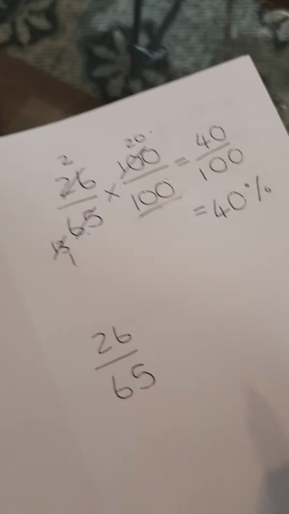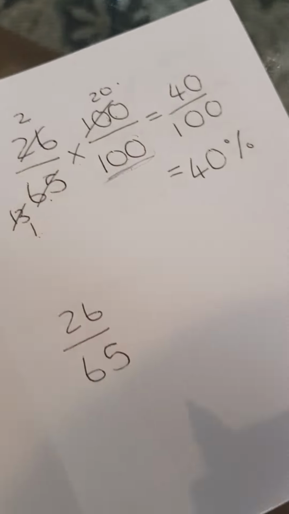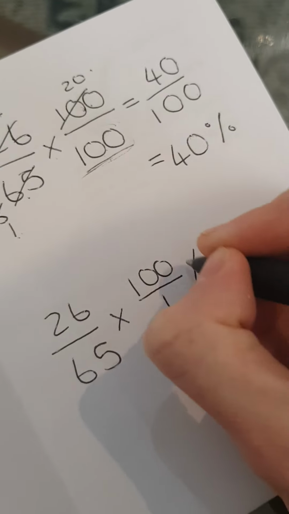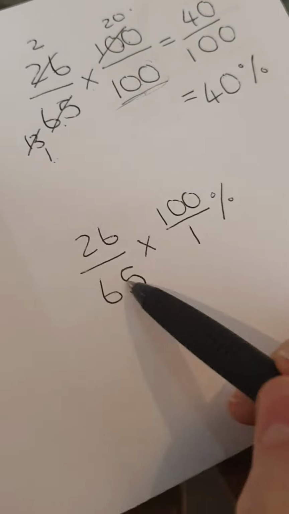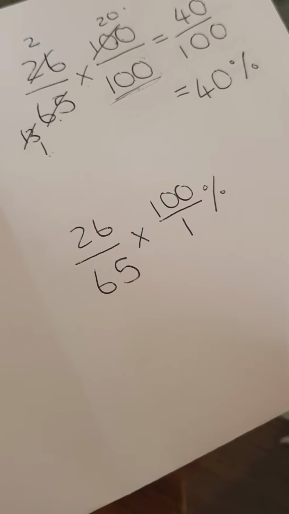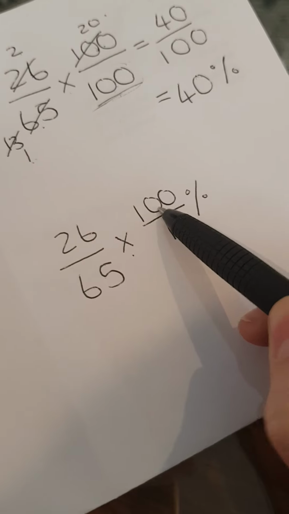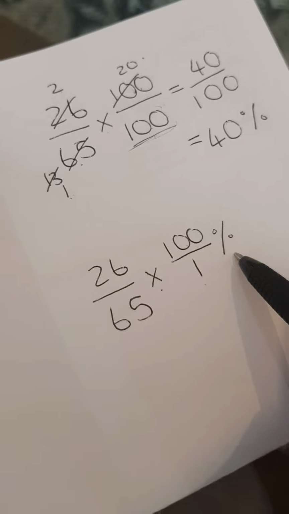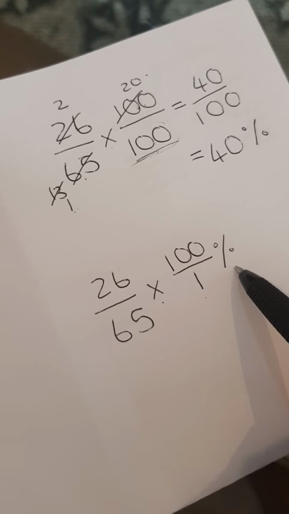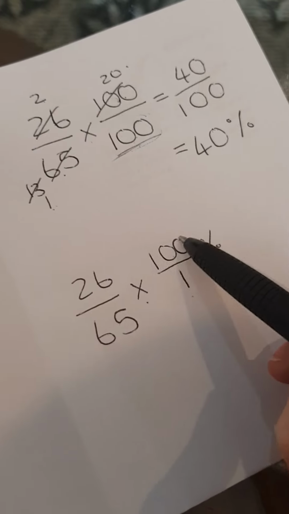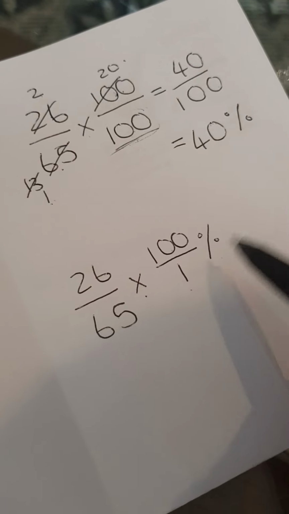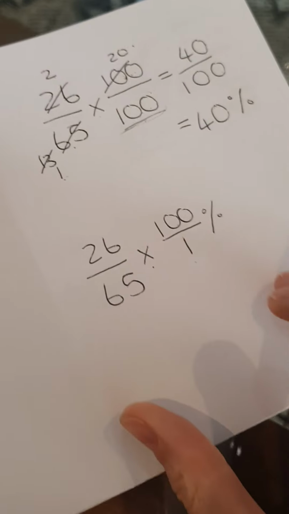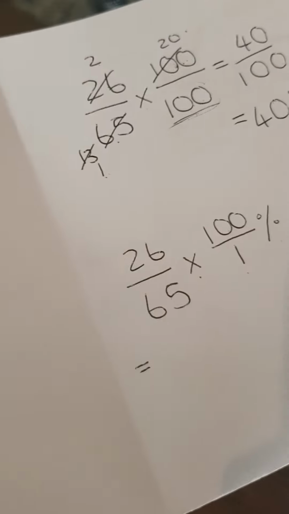Now, instead of multiplying by 100 out of 100, we can rather multiply by 100 over 1%. To change any common fraction into a percentage, you could learn this as a rule. We multiply by 100 over 1, and we write percentage there because our answer is going to come out directly as a percentage. Remember, percentage means something out of 100. This is our something out of 100. So again, it's just 100 out of 100 that we've written in a different way. So this is the quickest way.